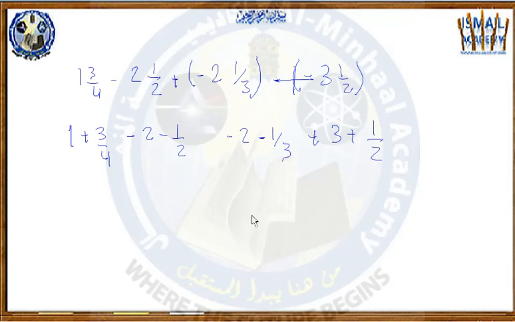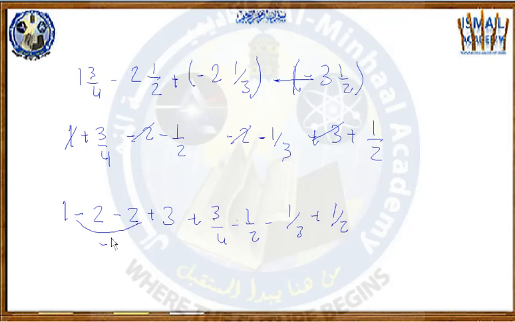Then what am I going to do? I'm going to look for the wholes by themselves. So I have 1 minus 2 minus 2 plus 3. I take the wholes by themselves, then I take the fractions by themselves: 3/4 minus 1/2 minus 1/3 plus 1/2. You see, I get all the fractions by themselves and hold the wholes by themselves. Then look what we have.